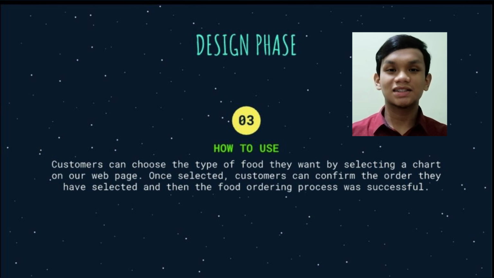I will explain the simplest way on how to use our food ordering system. Customers can choose the food that they want by selecting, and then it will be saved in the cart. Once selected, customers can confirm the order they have selected, and then the food ordering process is a success.